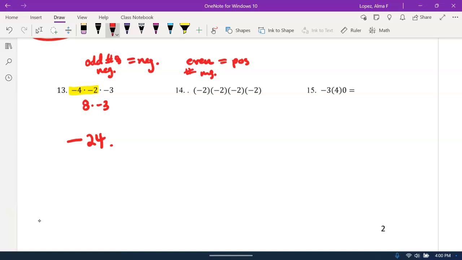And this is what I'm talking about here. I have 1 negative number, 2 negative numbers, 3. Got a negative answer. Look at this one. 1, 2, 3, 4 negatives. What do I mean by that?